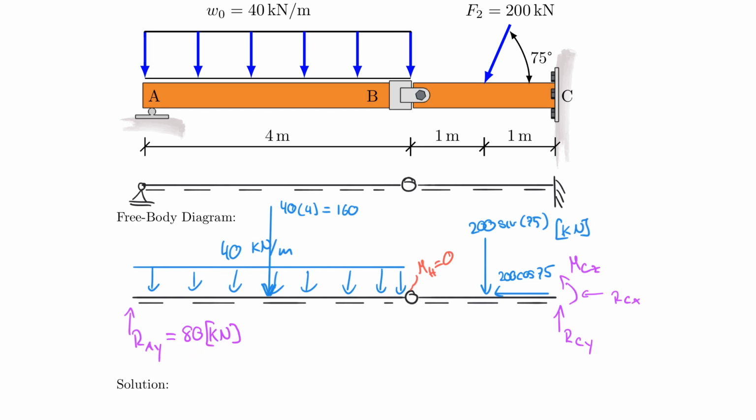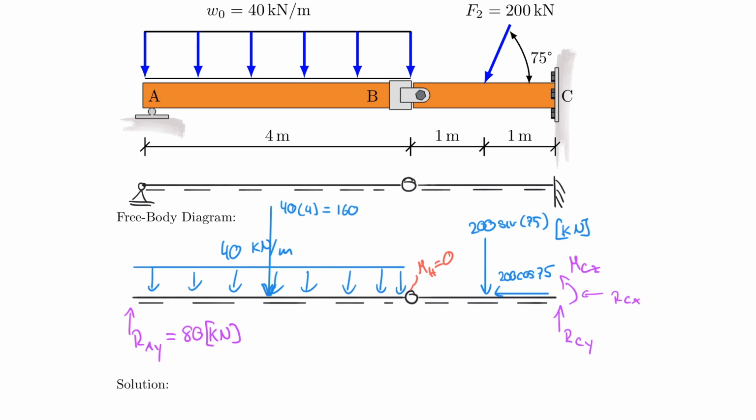But maybe it already makes sense to you that if this system rotates about this point, the 160 must be in balance with the 80, and that can only be true if the distance between RAY and the hinge is twice as much as the distance from the 160 to the hinge. Or vice versa, depends on how you look at the logic.